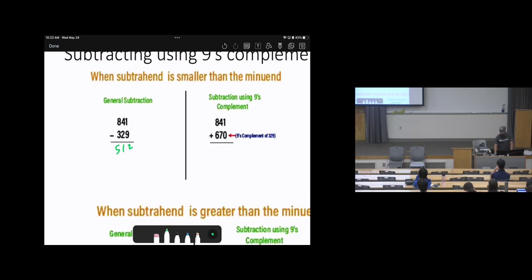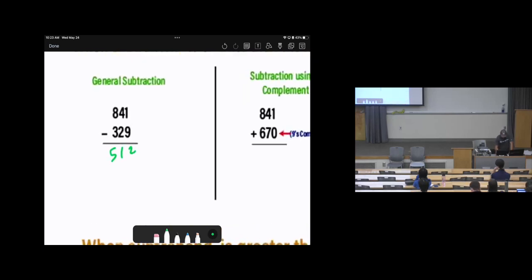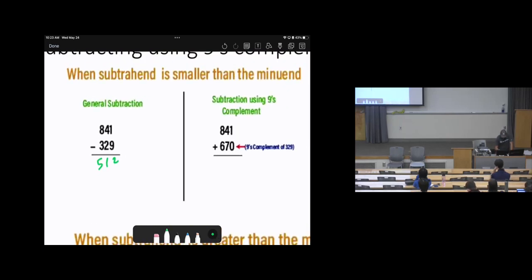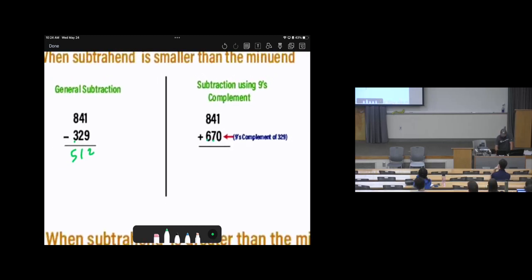Now, how to do this using the nines complement? To find the nines complement, subtract each digit from 9. So 9 minus 9, 0. 9 minus 2, 7. 9 minus 3, 6. Right? You agree? Then let's do the addition. 1 plus 0, 1. 4 plus 7, 11. 1 plus 8, 9. 9 plus 6, 15, right?